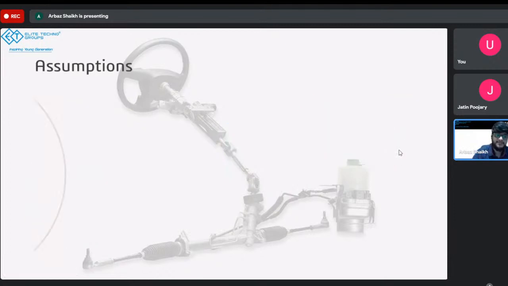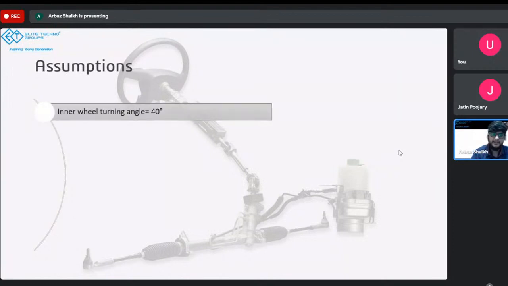Again, going through the assumptions, someone has asked me to go through the assumptions once again and the reasons for choosing them, right? So the inner wheel turning angle was kept at 40 degrees. Why 40 degrees? Because whenever you turn your wheel, if it's more than 45 degrees, the turning won't happen, it will slip. It will go into sliding, okay? It won't follow that perfect rolling. So to avoid that from happening, we are assuming it to be 40 degrees, not taking it to 45 degrees. Okay. Next, Ackerman arm length.